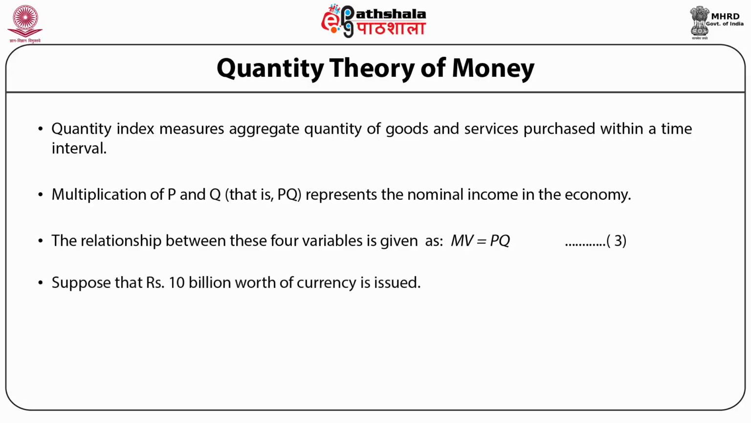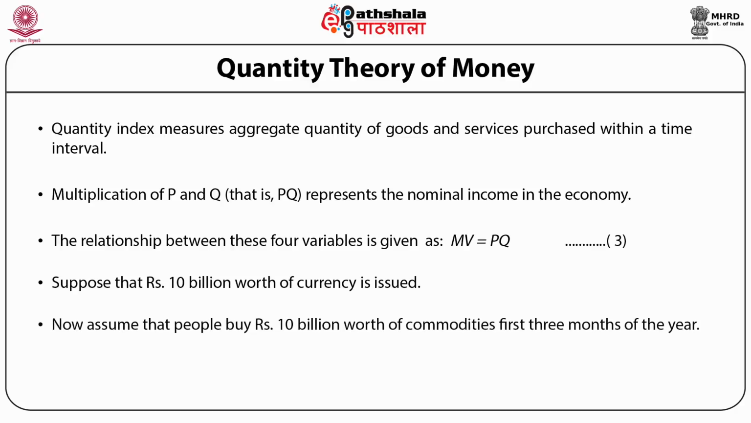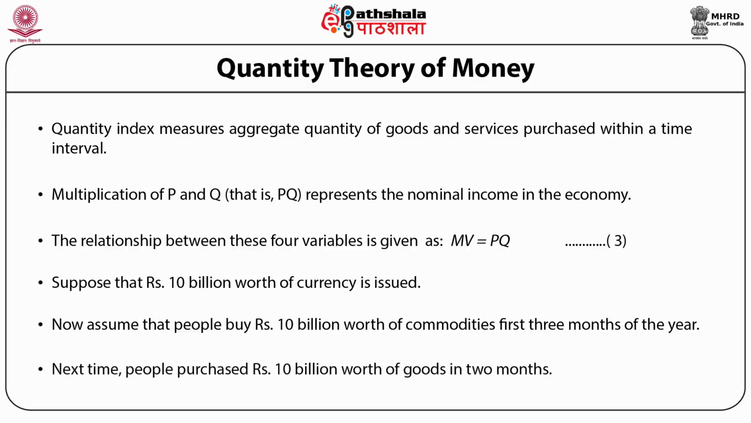Suppose that rupees 10 billion worth of currency is issued by the central bank. People use this currency to purchase goods and services. Now assume that people buy rupees 10 billion worth of commodities in the first 3 months of the year. In other words, the whole money stock is used once in the first 3 months. Next time, people purchase rupees 10 billion worth of goods in 2 months. It means the whole money stock is used twice within 5 months.